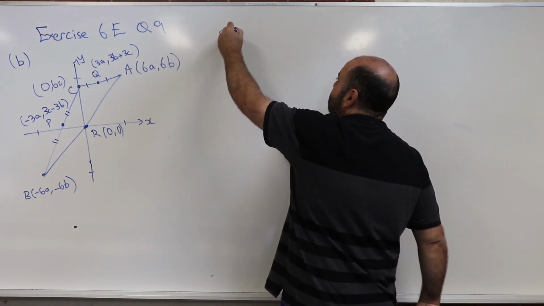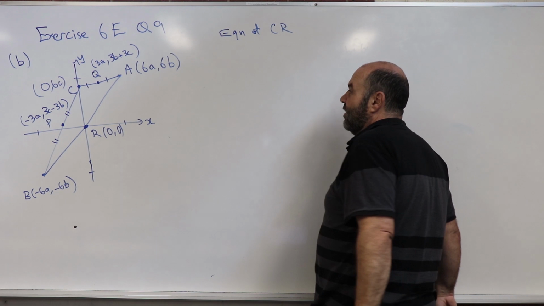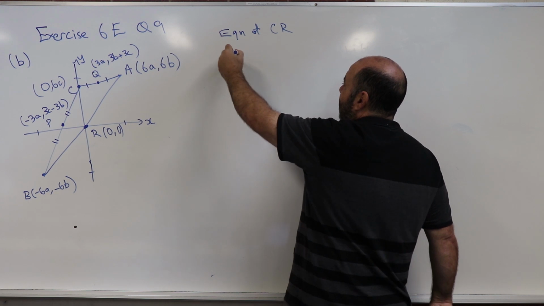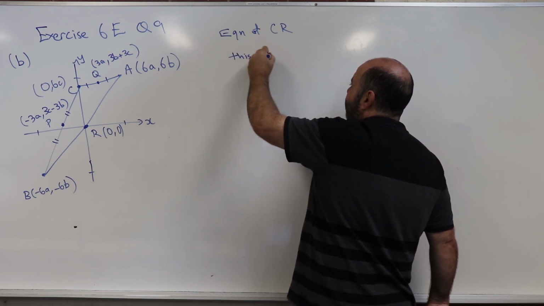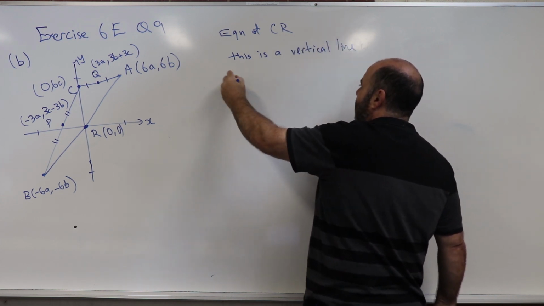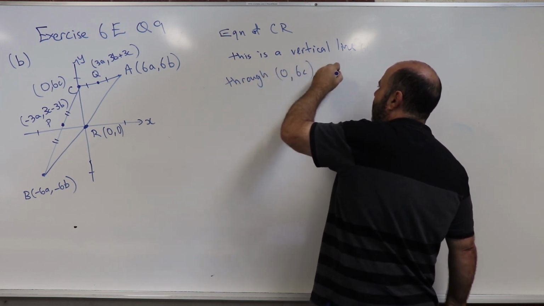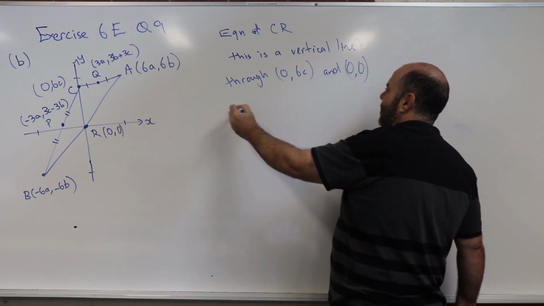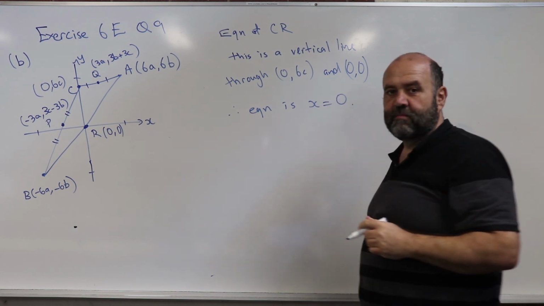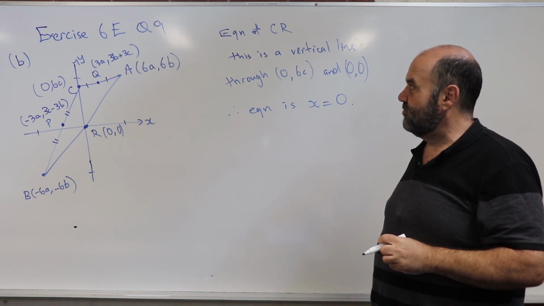Okay, so the equation of CR, well, I can argue very simply, this is a vertical line through (0, 6c) and (0, 0). Therefore, the equation is x equals 0. Okay. Then it says find the equation of the other two medians.